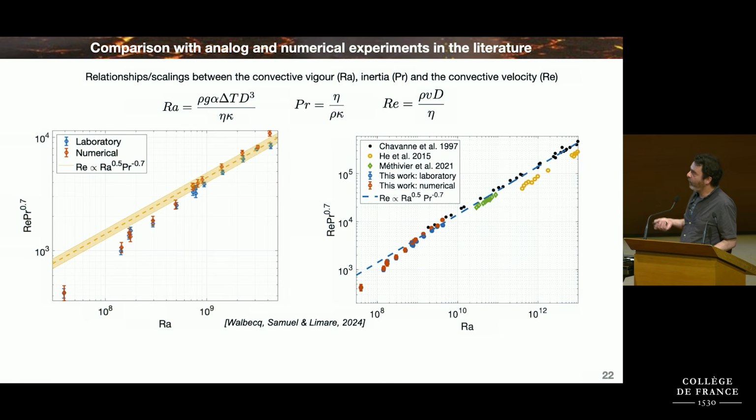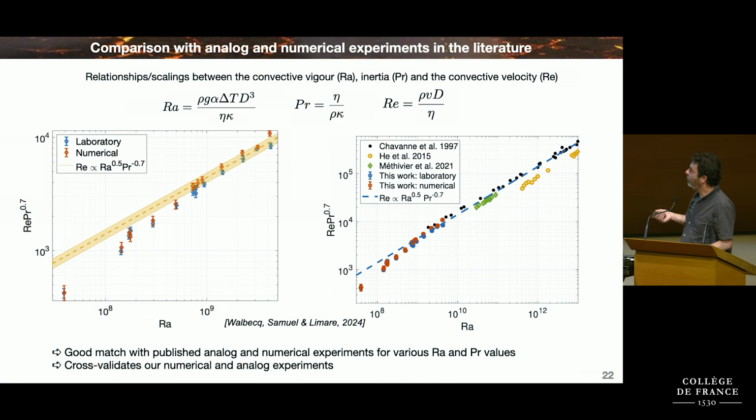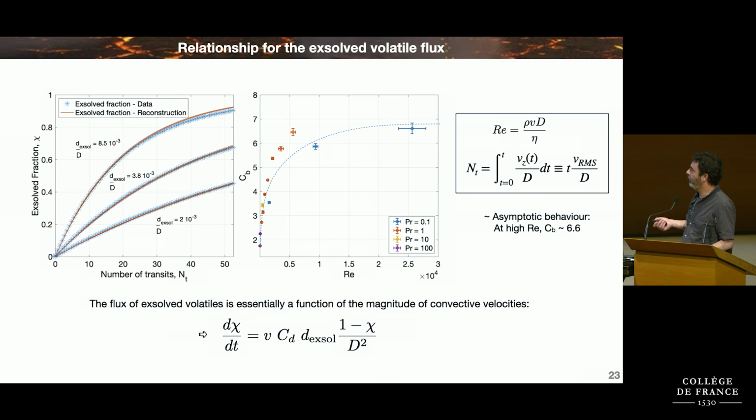And so we compare the analog and the numerical experiments, and we found a good agreement between the two, which again cross-validates the approach. And we also find a good agreement between our numerical and analog experiments and results from the literature, as you can see here. So this is all satisfactory. And we moved on further to try to characterize the outgassing efficiency with this type of experiments. So what you see here is the exsolved fraction of volatile, again, as a function of the number of transit times, for different values of the exsolution depth.